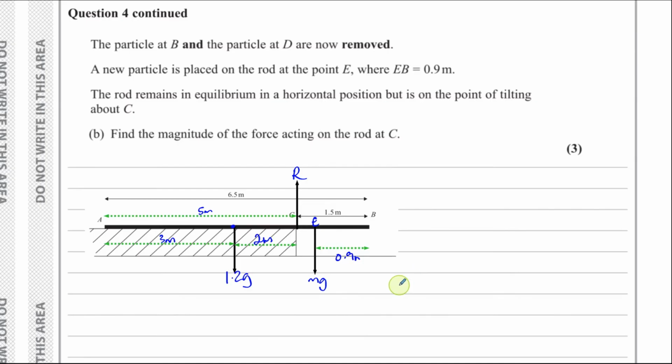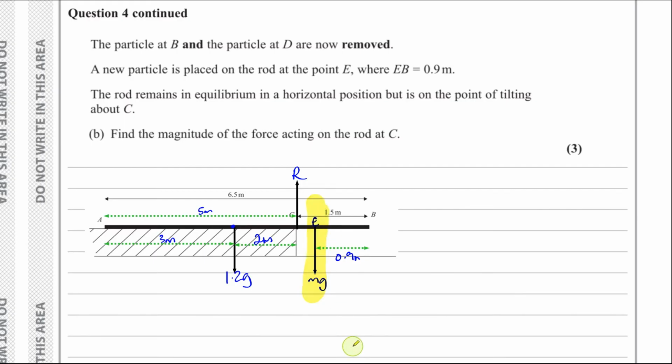Okay, so now we need to find R. We don't know what M is. So the sensible thing to do, because we want to find R and we have an unknown here, is to take the moments about E.